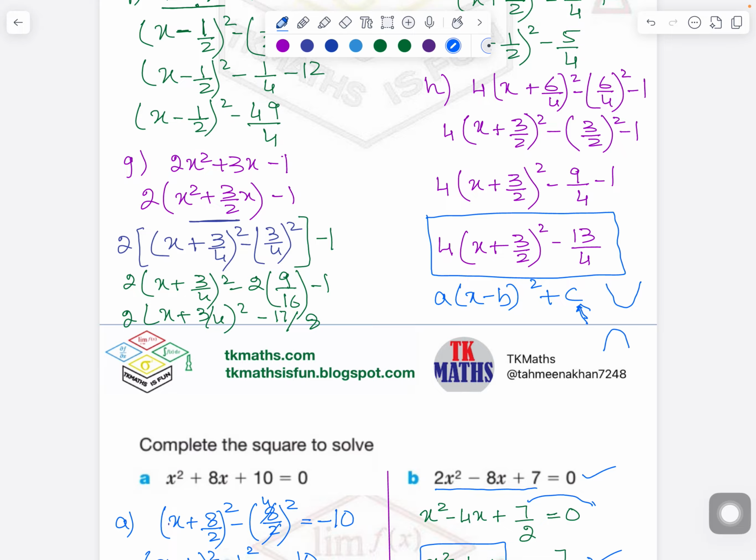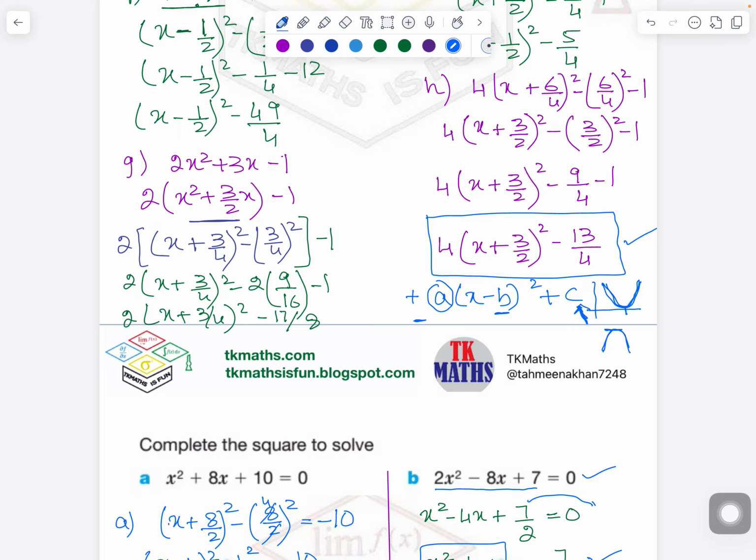If the coefficient of x square is positive, then you get a minimum value curve. This knowledge you already have from class 9 and 10 topics, but still just for the sake of recap. And if this is negative, then you will have the curve like this, and the same value will be called the maximum value. And at what value of x this occurs, that comes from here.